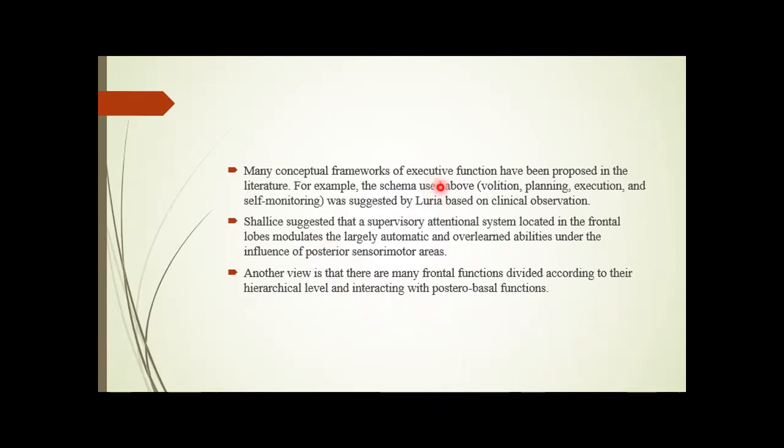Many conceptual frameworks of executive functions have been proposed in the literature. For example, the schema used above, volition, planning, execution, and self-monitoring, was suggested by Luria based on clinical observation. Shallice suggested that a supervisory attentional system located in the frontal lobes modulates the largely automatic and overlearned abilities under the influence of posterior sensory motor areas. Another view is that there are many frontal functions divided according to their hierarchical levels and interacting with posterobasal functions.